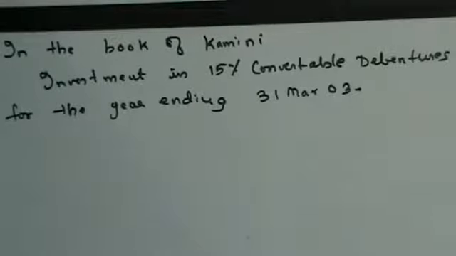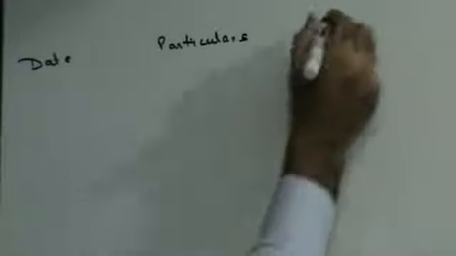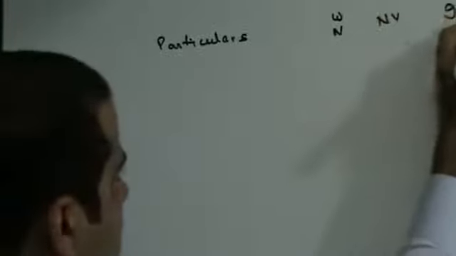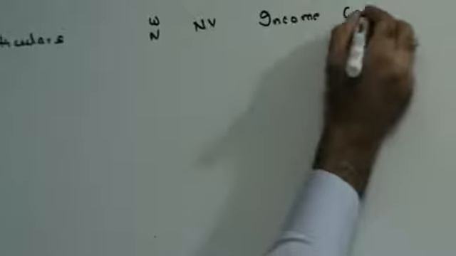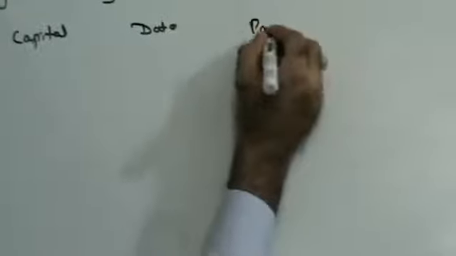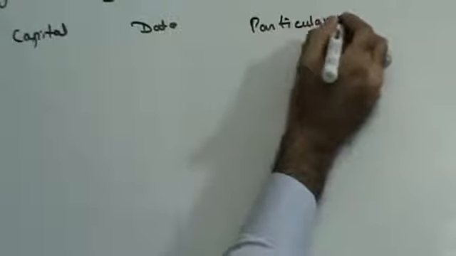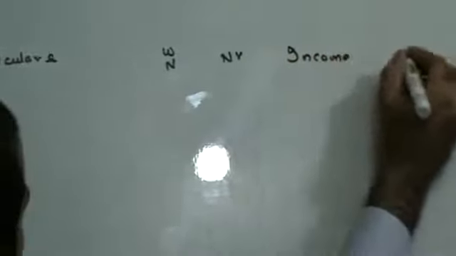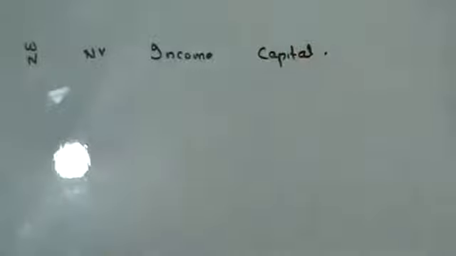Date, particulars, working note, nominal value, income, capital. Date, particulars, working note, nominal value, income, capital. Right? Now, let's start with the sum, guys.